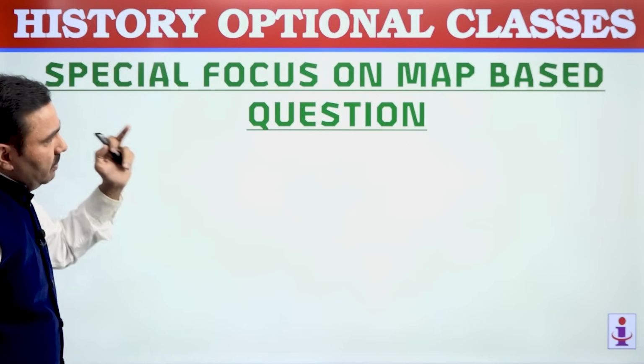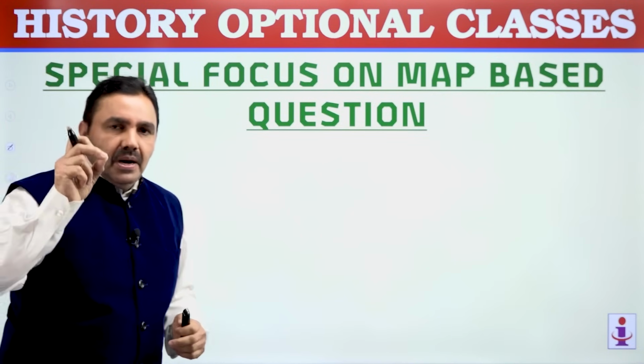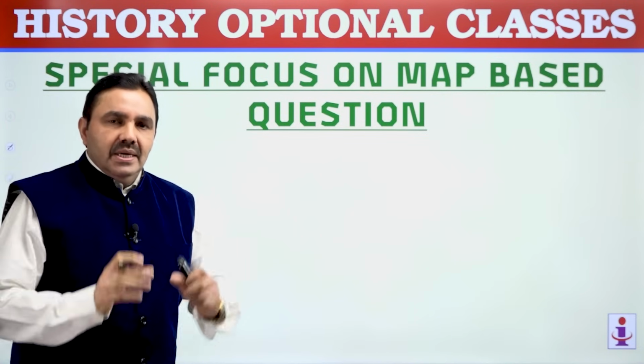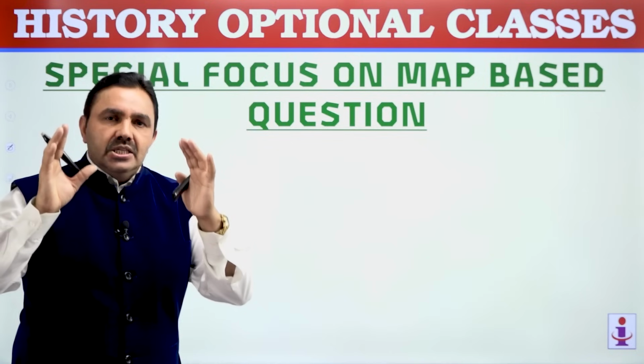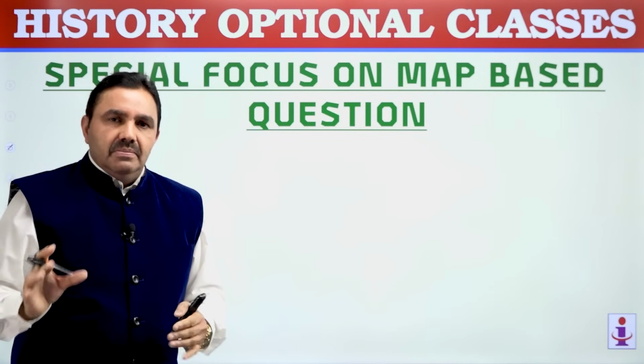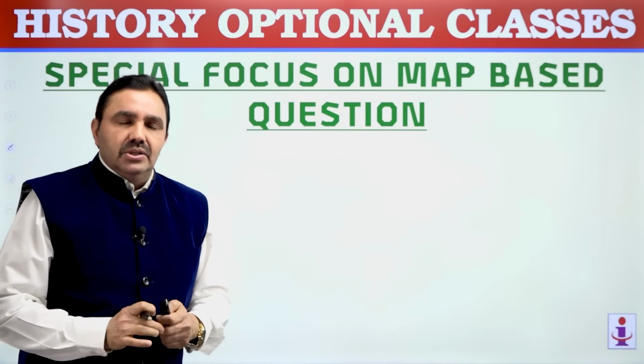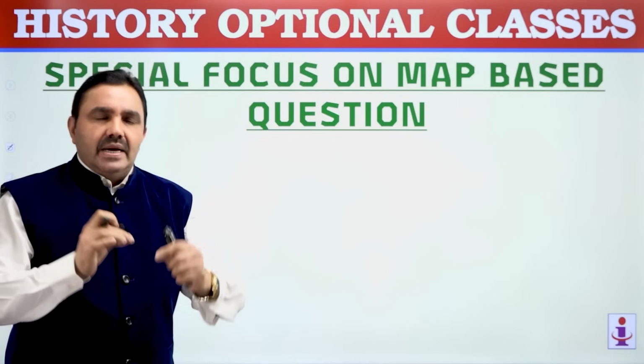A special focus will be on map based questions. The map question is part of History Optional Paper 1, that is Section A, the section related to ancient India. This map based question is very scoring, but generally students face a lot of difficulties on this question because they do not get the right guidance.